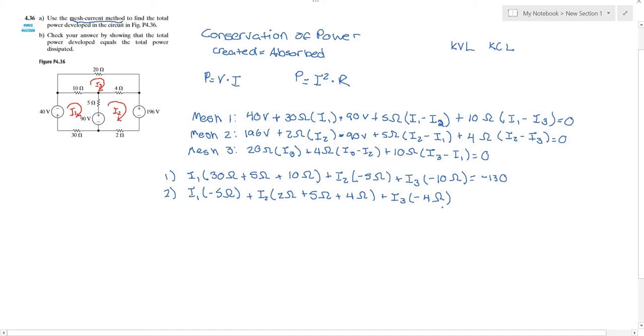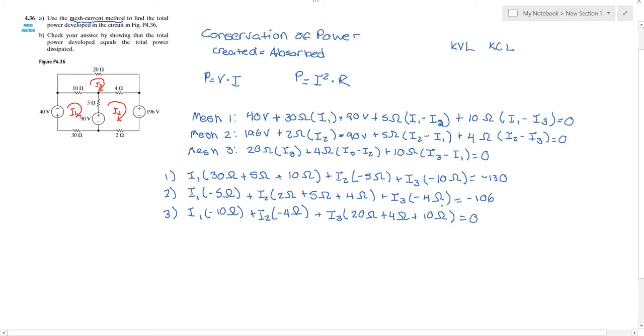And now we're going to pass the voltages over. So it's 196 minus 90, so it's 106. I'm going to pass it over to the other side, negative 106, right? Now we're going to do mesh 3. Alright, so for mesh 3, it's I1. I'm going to keep it as negative 10 ohm. Plus I2, it's going to be negative 4 ohm, right? And then plus I3, 20, I'm sorry, plus 4 ohm, plus 10 ohm. There was no voltage on this one, so it's just 0, correct?